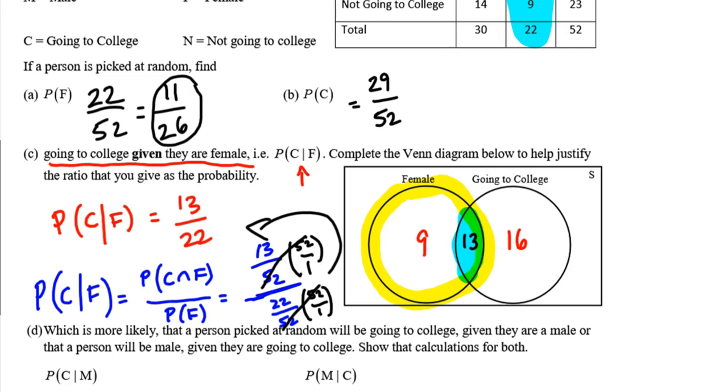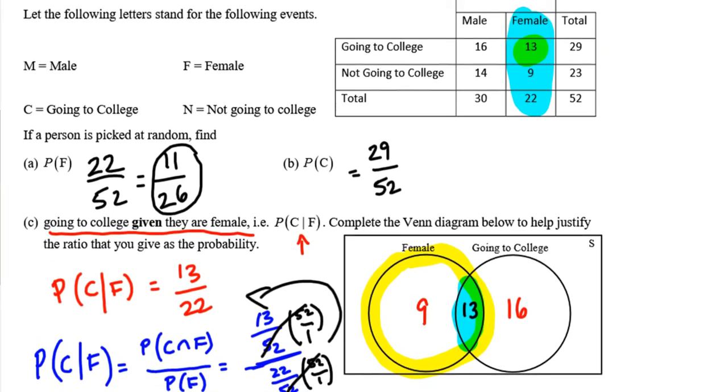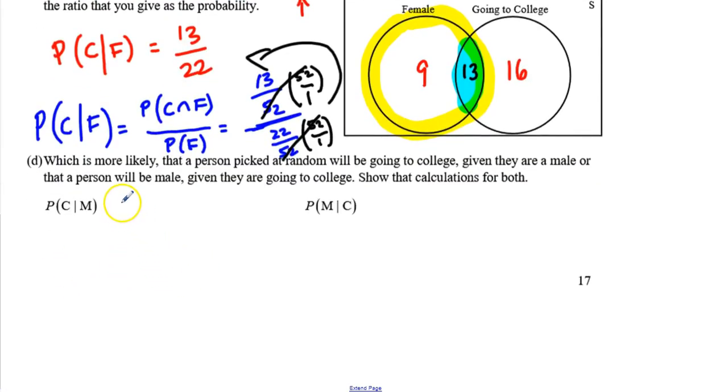Okay, so this first one, probability that they're going to college given that they're male. We're only looking at the males, looking right here, and the probability of going to college would be 16 out of 30. Of course, we can simplify that, or we can also make it a percent, so it works out to be 53%.